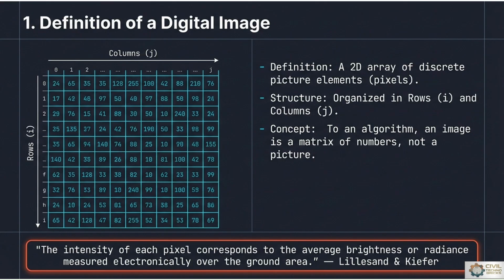The concept is that from an algorithm's point of view, an image is a matrix of numbers, not a single picture. These pixels are organized into a grid of rows noted as I and columns noted as J. So there will be a relationship between I and J. It is critical for an engineer to remember that to a GIS algorithm, an image is not a picture, but a matrix of numbers. So the ground area per pixel defines your spatial resolution, which is vital for accurately mapping project site boundaries.